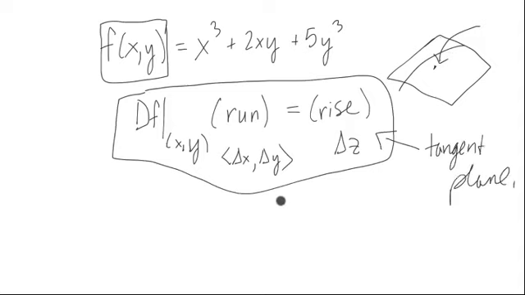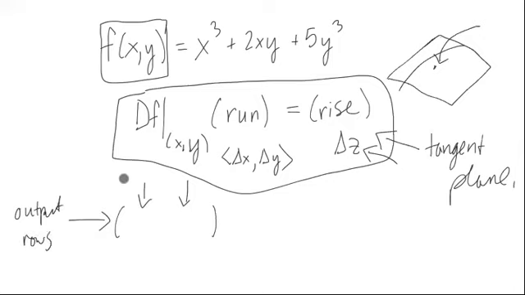So now how we compute that is we think there are two inputs, so there are two columns. There is one output, so there is one row. So output rows and input columns, that's how we base off the size of the derivative. The derivative we're going to write down as a matrix. So the inputs correspond to columns, outputs rows. Now, what do we put right here?